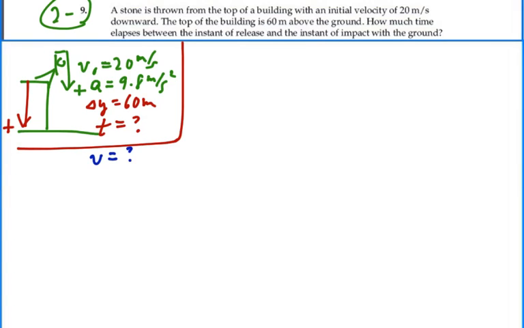Now, we know that the ball is going to hit the ground, and some of you may say, well, the final velocity is going to be 0. Well, that's not true if we're using kinematics. I mean, the final velocity eventually will be 0 when it hits the ground, but in order to use the kinematic equations, you must have an interval where you have constant acceleration.